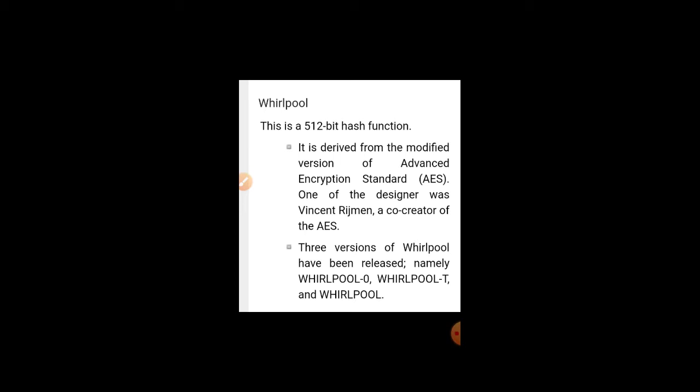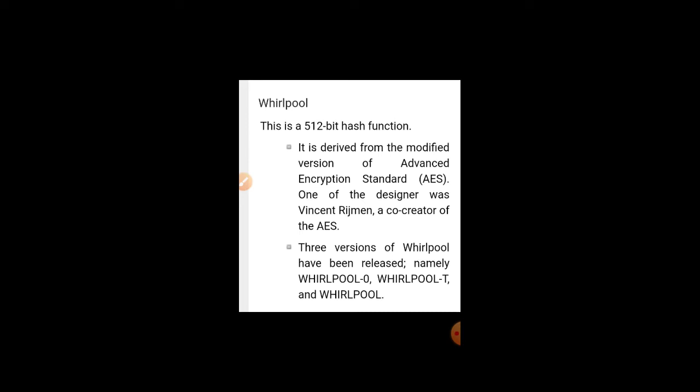In the previous video, we discussed the SHA-512 algorithm. In this session, we are going to discuss the Whirlpool algorithm. So, what is this Whirlpool? Whirlpool is a 512-bit hashing function, which means here it is generating the digest of 512 bits.